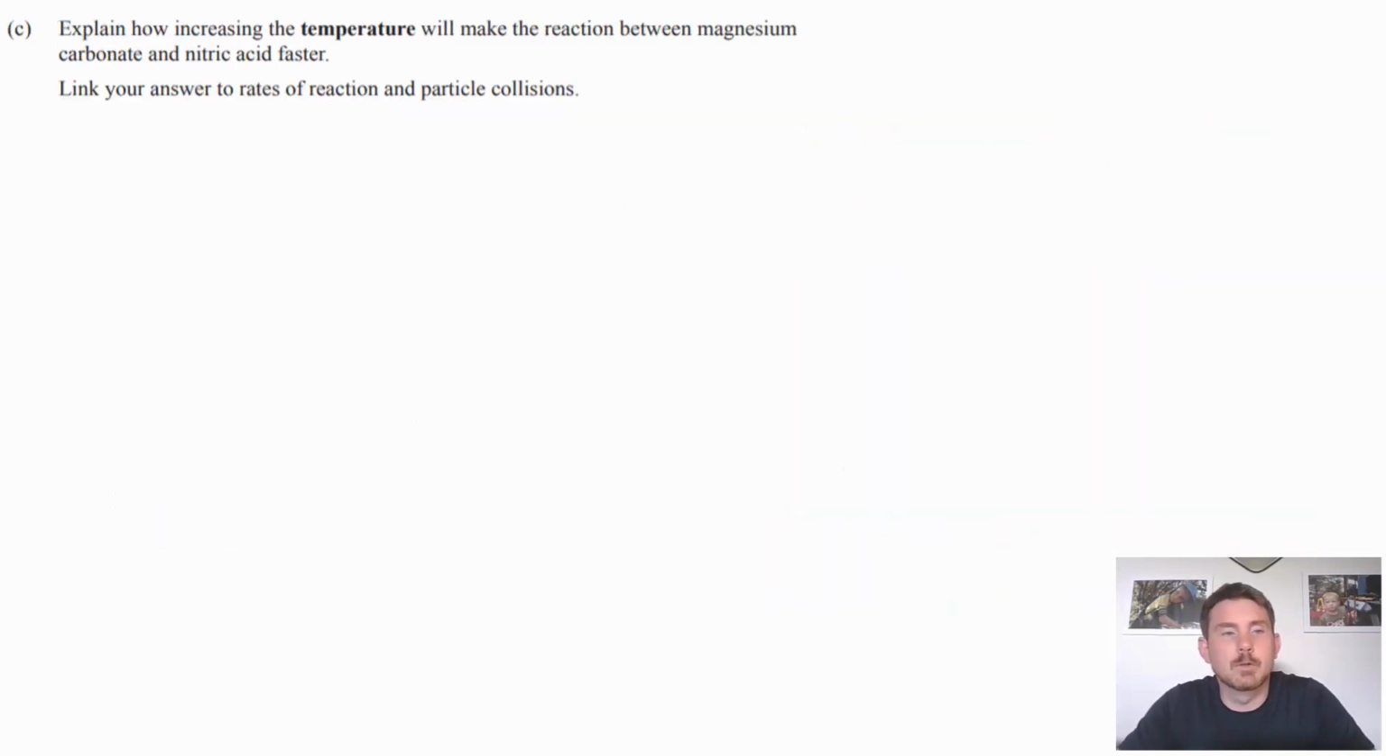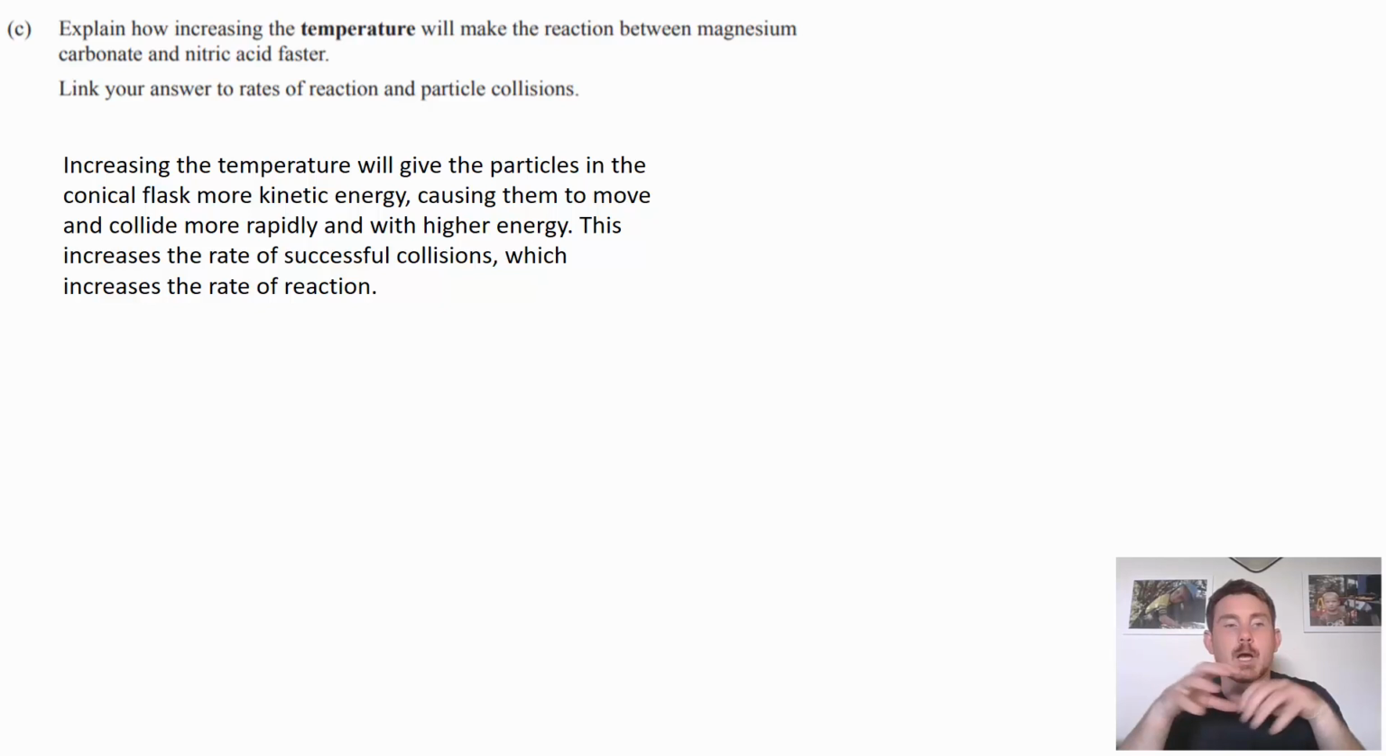Okay, on to part C. Explain how increasing the temperature will make the reaction between magnesium carbonate and nitric acid faster. So you're expected to know that increasing the temperature will increase the kinetic energy of the particles. Having more kinetic energy means that they will move more rapidly and collide more frequently and with higher energy. That increases the rate of successful collisions, which increases the rate of reaction. And that rather short answer should be at an excellence level.